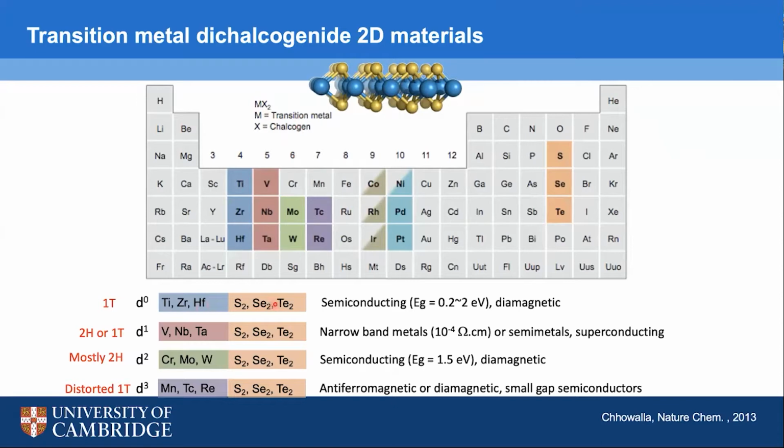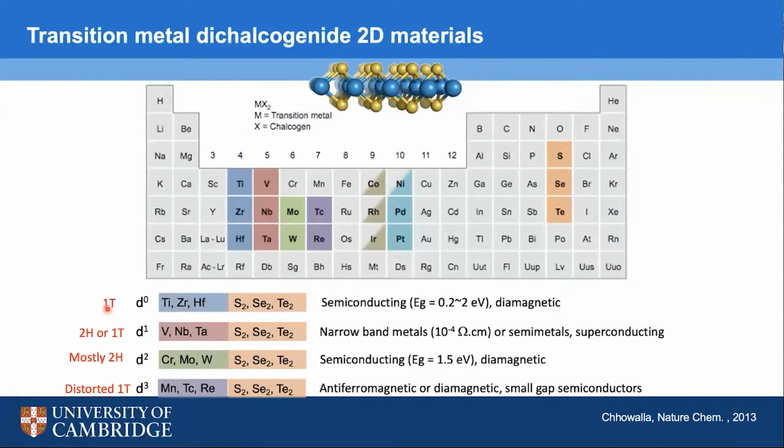What's interesting is that these compounds have a wide range of different properties. They can be semiconducting, metallic, superconducting, magnetic, and so forth. So there's a whole versatile chemistry that one can do just by combining the right combinations of the transition metal with the chalcogen. In addition to the different combinations, one can also engineer their phases.